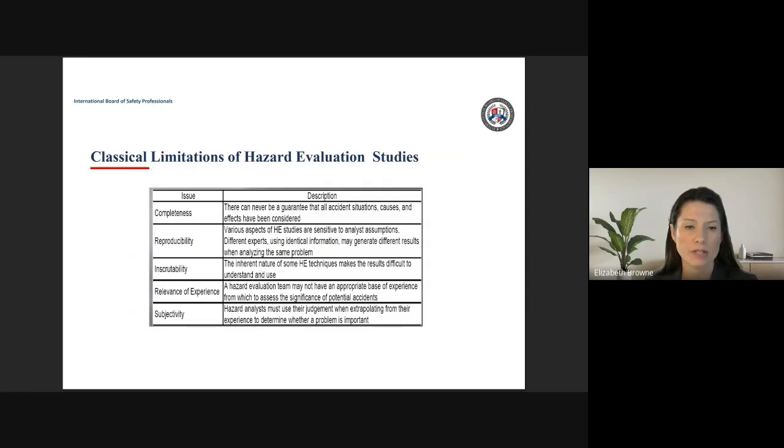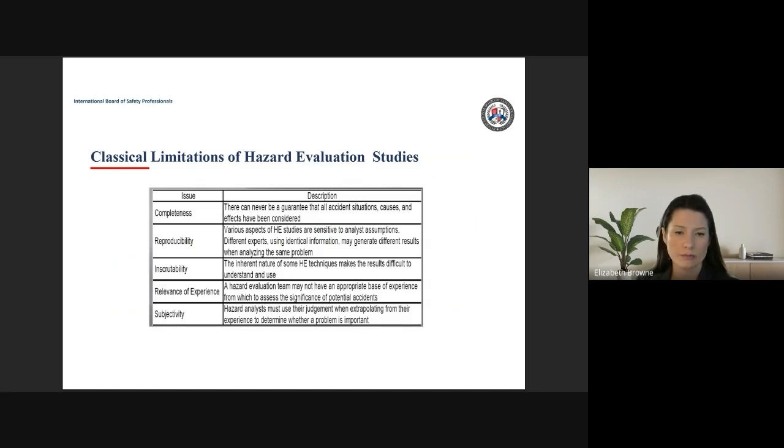Other limitations are reproducibility. So there are various aspects of these hazard evaluation studies that can be sensitive. Different experts may use identical information, and they might generate different results by analyzing the same problem. So this is a qualitative data analysis where it is subjective. It's going to be based on the expert that's analyzing the information, based on their knowledge base and based on their past experiences of what the outcome may be.